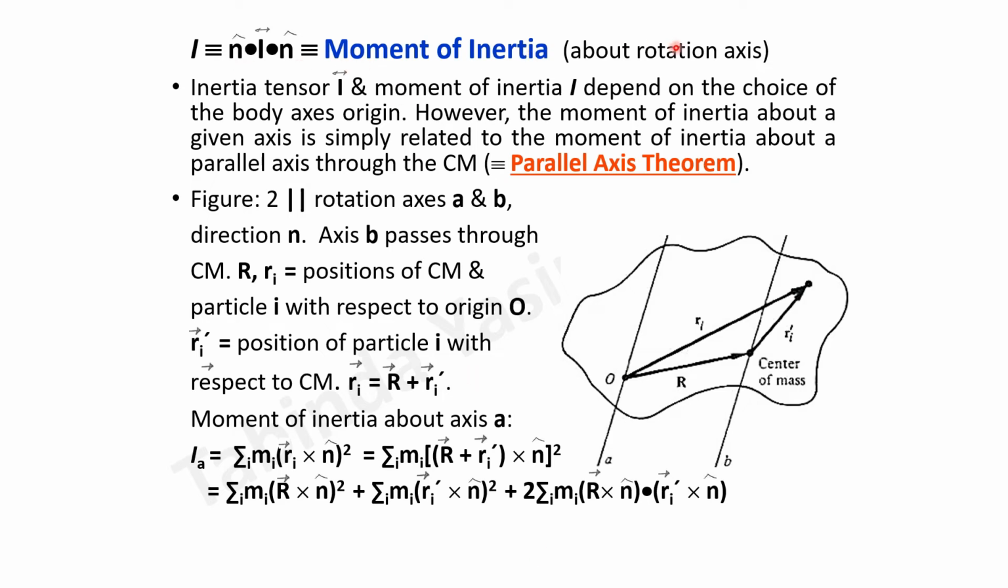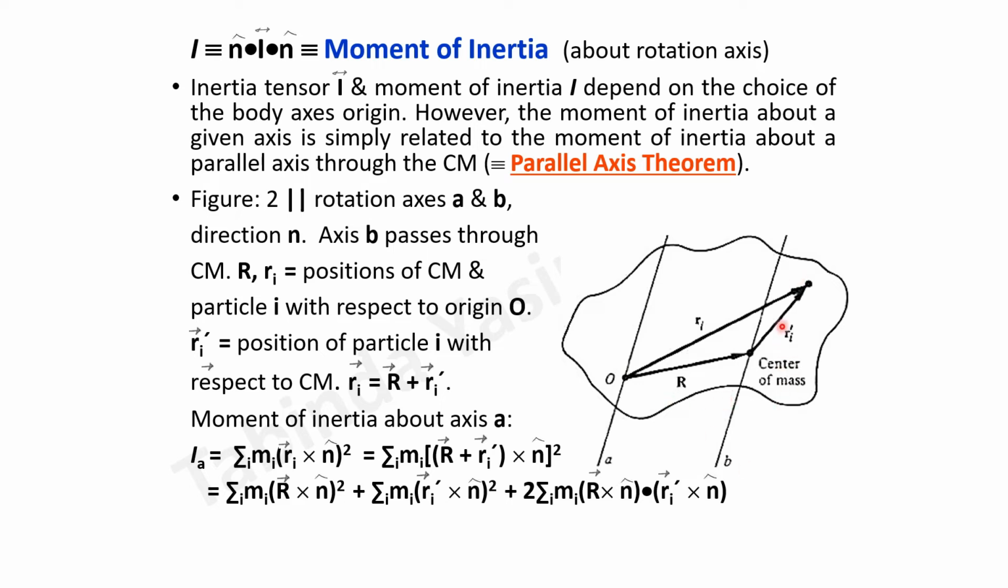That is the moment of inertia about the axis, as you can see in the figure. The inertia tensor I double dot and the moment of inertia I depend on the choice of the body axis origin. However, the moment of inertia about a given axis is simply related to the moment of inertia about the parallel axis through the center of mass. This is the parallel axis theorem. From figure 2, consider parallel rotational axes A and B with direction n.